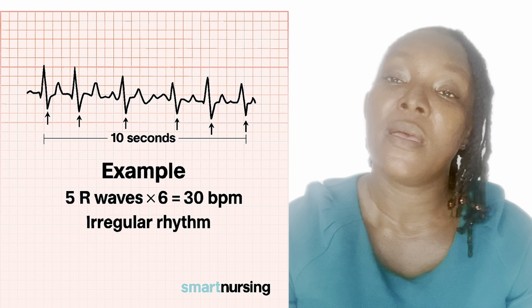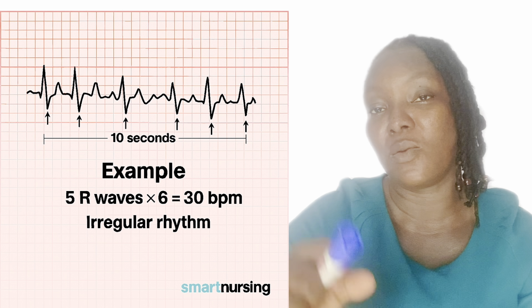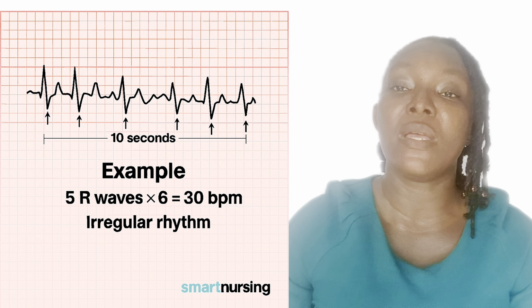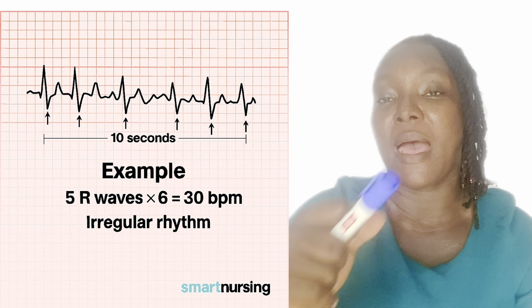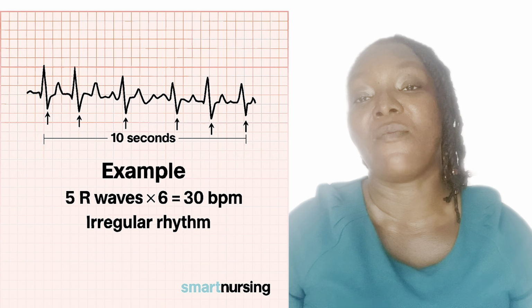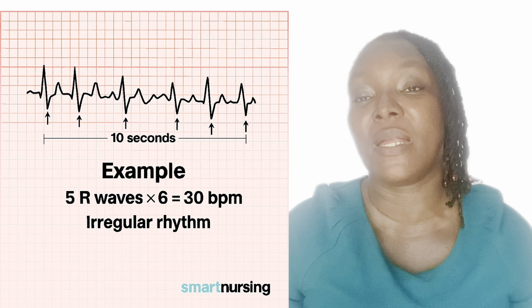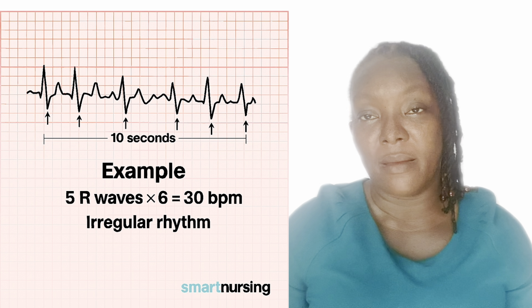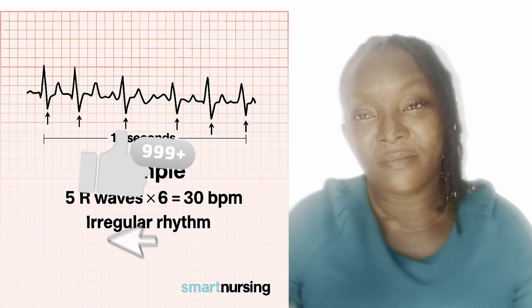Now if you know that it is 10 seconds, because some can be 10, then what multiplied by 10 gives you 60? 6. So you count your R waves in your 10-second strip, and you multiply by 6 to get your heart rate. So if the R waves there are 5, you're going to multiply 5 by 6, and that will be 30. And if it's 30, what does it mean? It is a bradycardia. But is it sinus? Well, do a sinus reading to tell whether it's a sinus bradycardia.